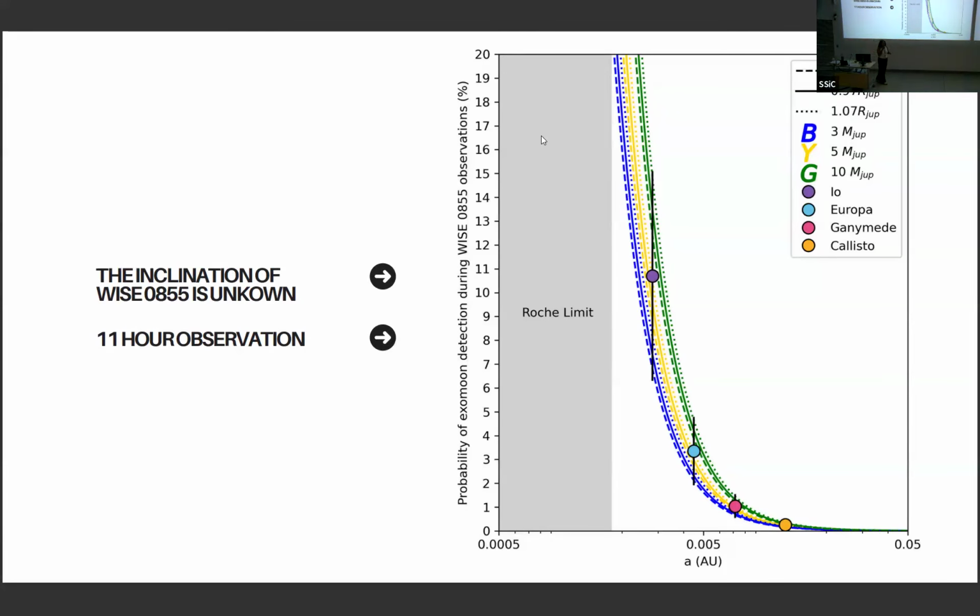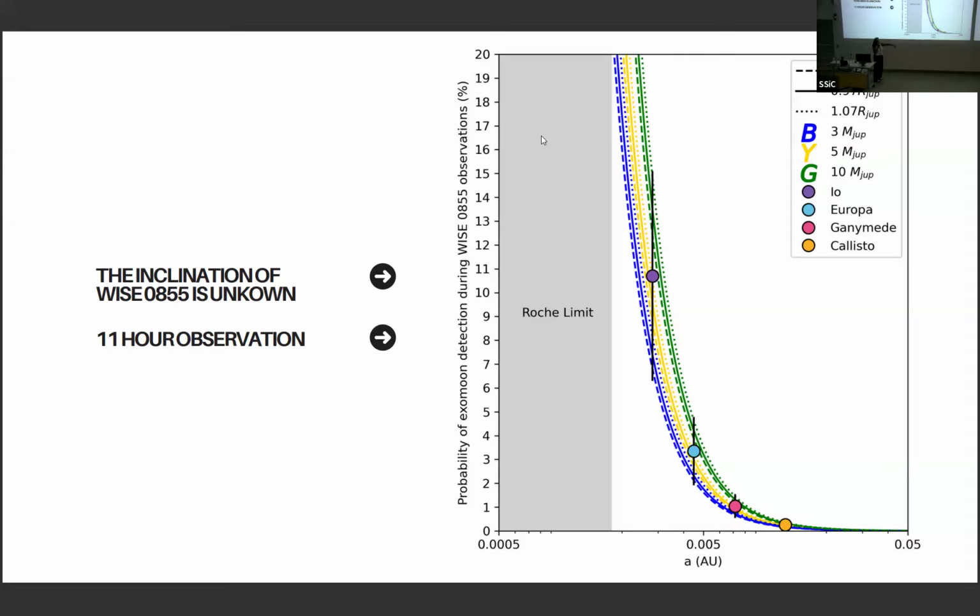So maybe we do have moons that are going around WISE-855, but if instead of transiting, they're going this way, we never would have been able to detect them. And then also that we are using an 11-hour observation. So maybe there are moons going around, but we happen to look at them while they were over here rather than passing in front. And so this kind of just shows our Galilean moons for reference.